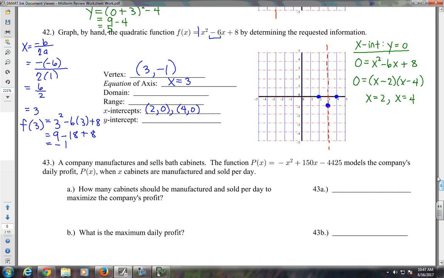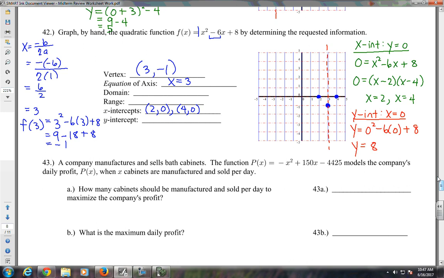Notice they are equidistant from that symmetry line, so we are good to go. Working on our y-intercept, remember the plan is to set x equal to 0 to find your y-intercept. When we do that, we're just going to end up with that constant on the end there. y is equal to 8.